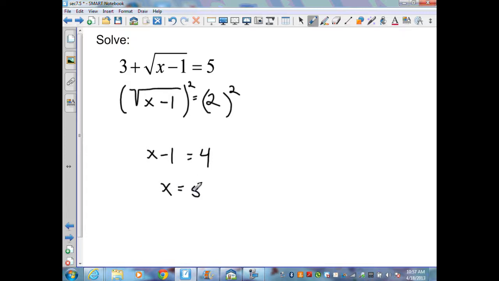We want to substitute this value back in. 5 minus 1 is 4. The square root of 4 is 2. 3 plus 2 is 5. Therefore, that is our solution.